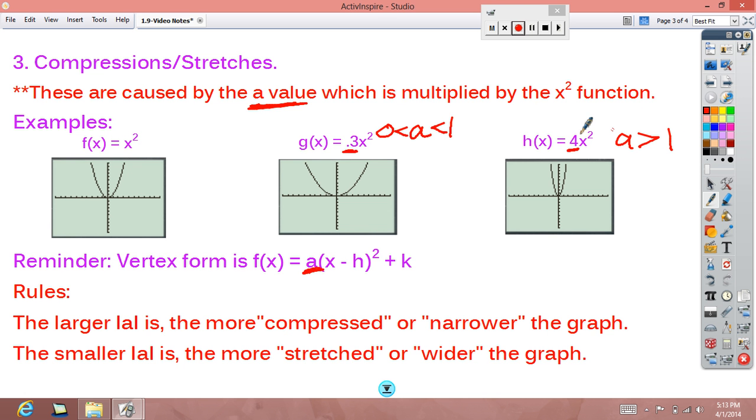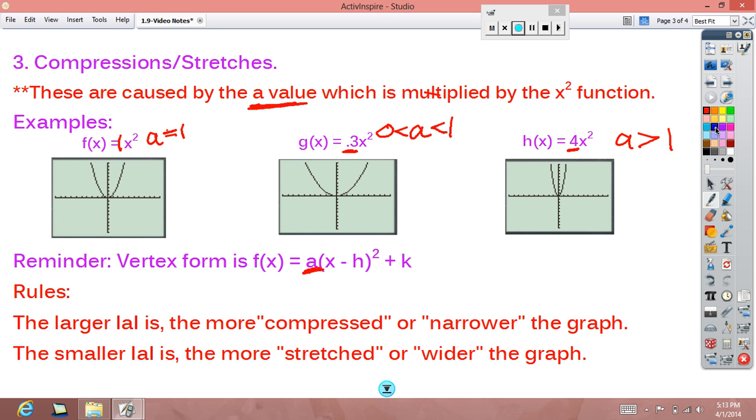And so when that happens, a is the value which is multiplied. That's this 0.3 and this 4. The 0.3, if it's in this case between 0 and 1, meaning it's definitely a fraction or a decimal, it's going to make the graph wider. And if it's greater than 1 here, this 4, it makes it narrower. Okay? If the a value is just 1, it's just going to be the base function, right? It's the x squared, how we've always seen it.